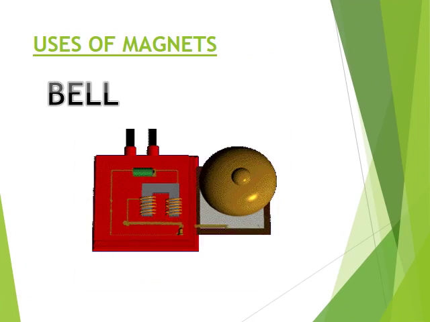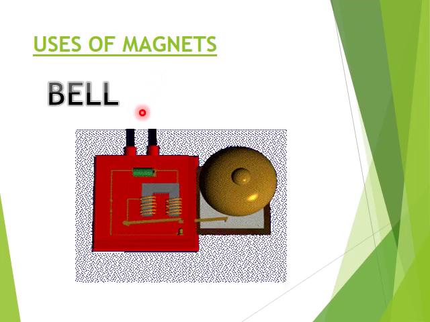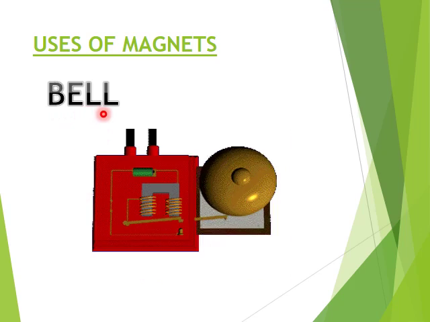Here is another use of a magnet. What is the third use of a magnet? You can see, yes, the bell. The bell is used in all our houses and offices. So how is the magnet used in the bell? You can see here the function of a magnet in the bell.